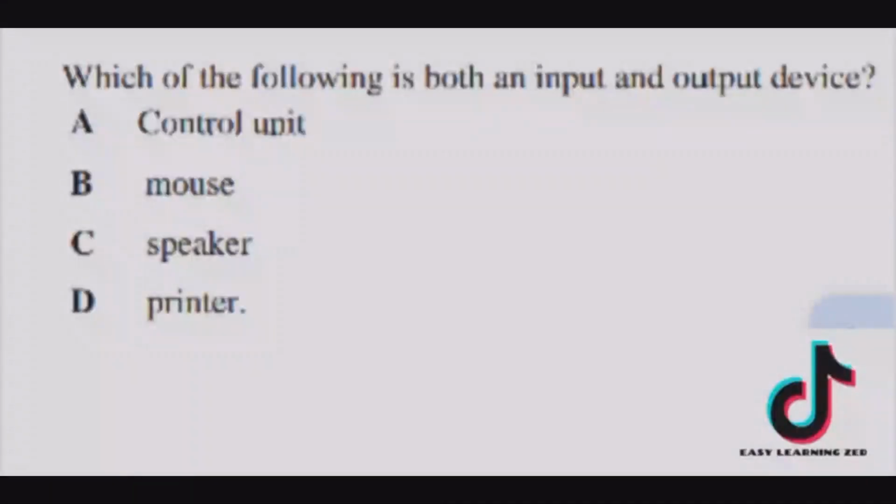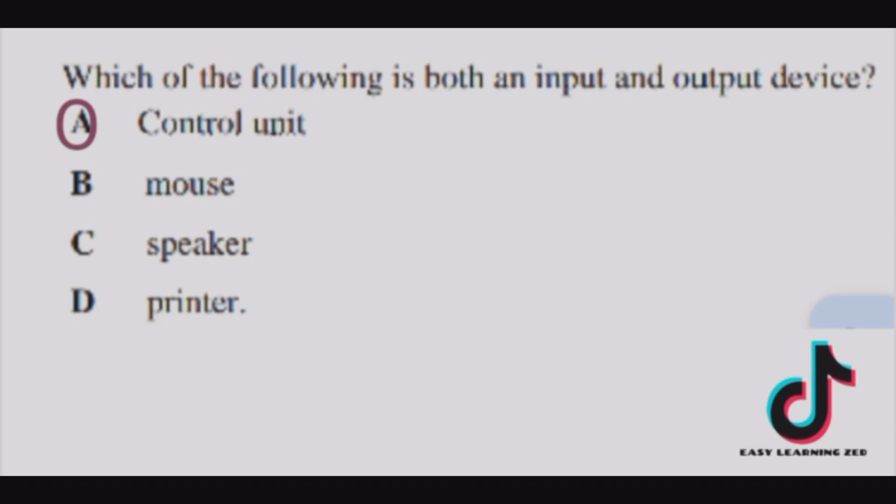Which of the following is both an input and output device? A. Control unit, B. Mouse, C. Speaker, D. Printer. Let me talk about D, which is printer. Printer is an output device. C, which is speaker, is also an output device. And mouse helps us to manipulate the computer. A, which is control unit, is the correct answer, which is a device that is an output and input device.